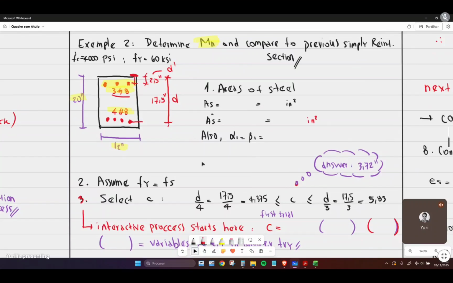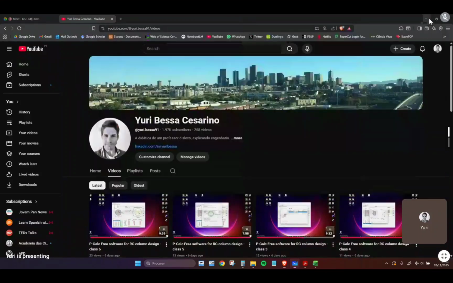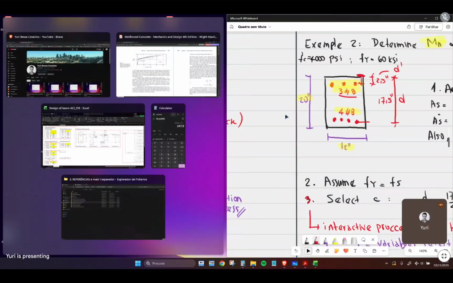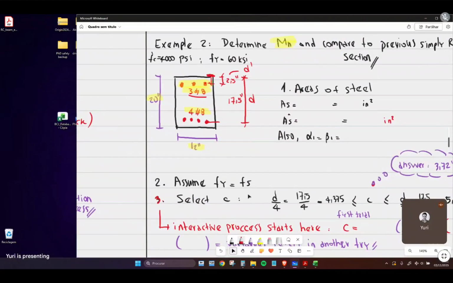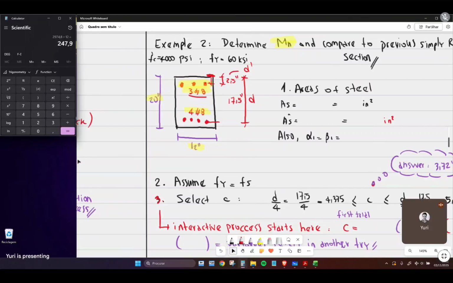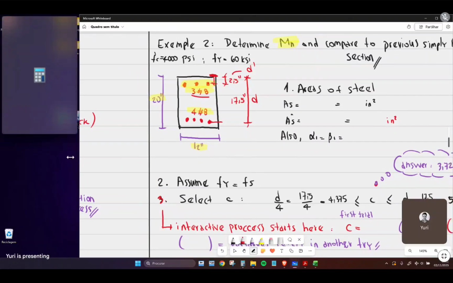So the first step is to calculate the steel areas. Let me put this here, and let me also add our calculator here on the side.